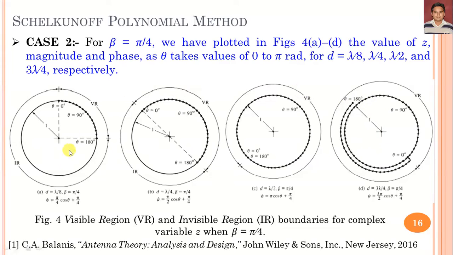Here you can see the visible and invisible region boundaries for the complex variable z when beta is equal to pi by 4. And we can also take other cases when beta is equal to pi by 2 and so on.